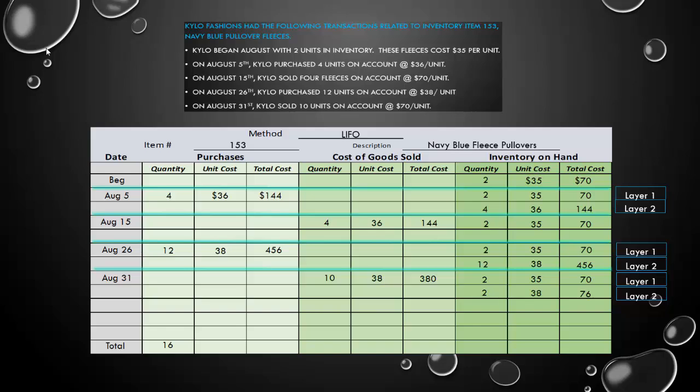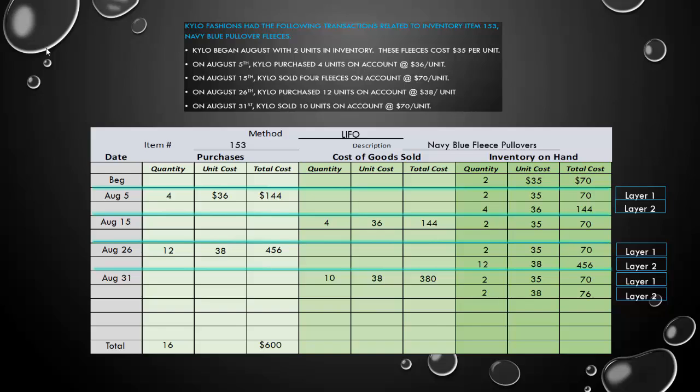The cost of the August 5th purchase was $144. The cost of the August 26th purchase was $456, which means the total cost of all of our purchases for navy blue fleece pullovers during the period was $600. Let's add up the columns.